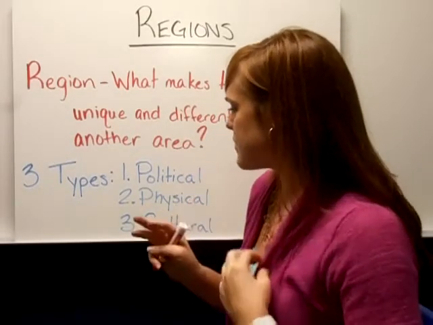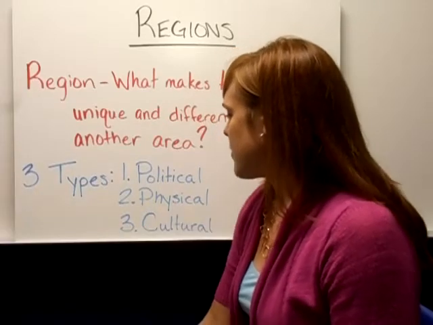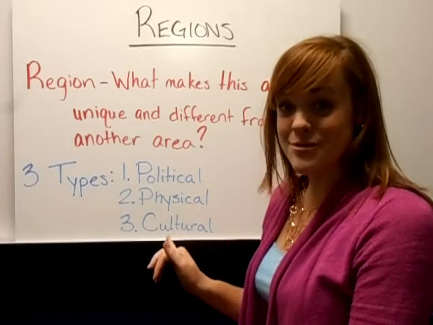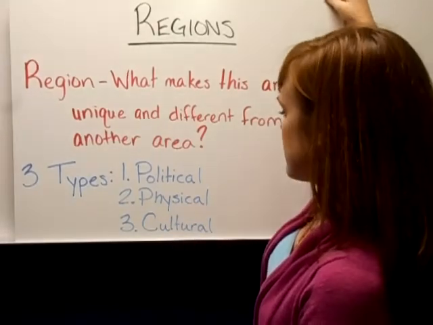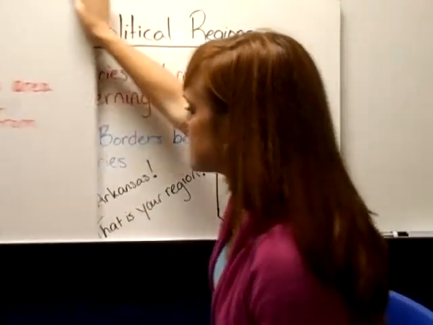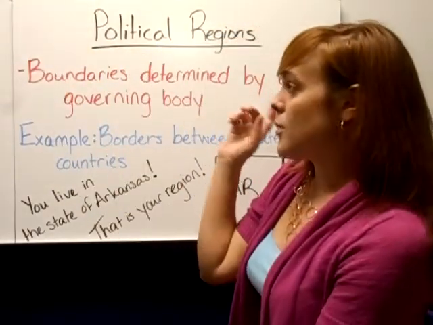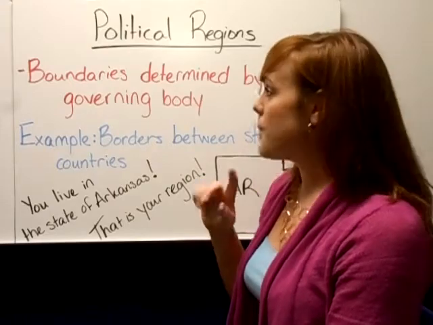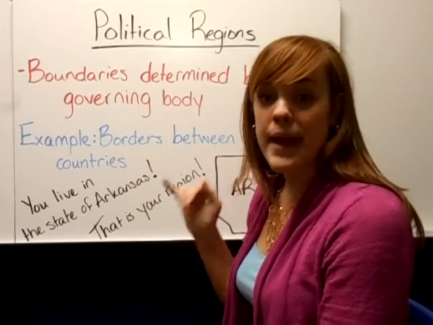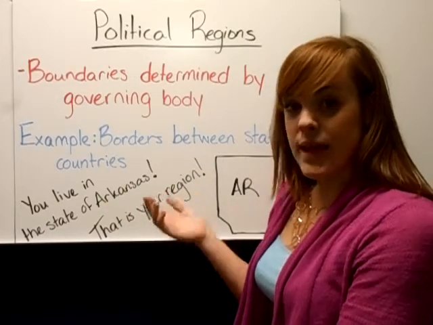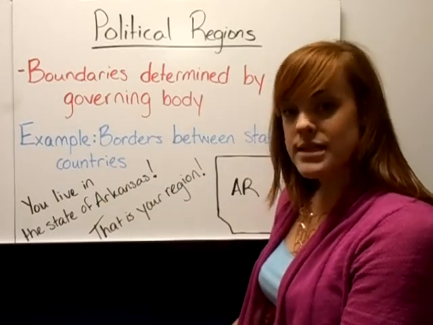There are three types of regions. We have a political region, a physical region, and a cultural region. Our political regions are boundaries determined by a governing body. That'd be the government. An example would be the borders between states or countries.